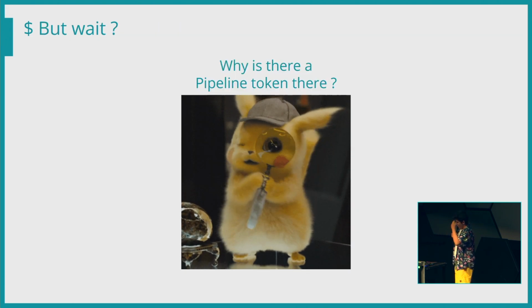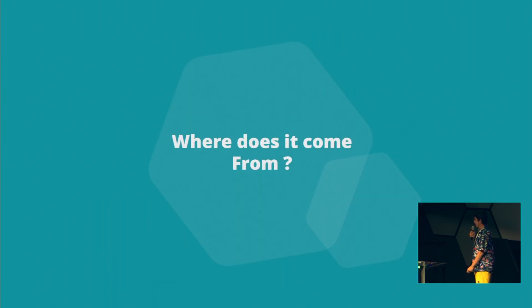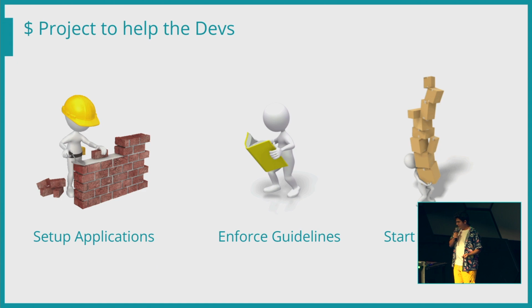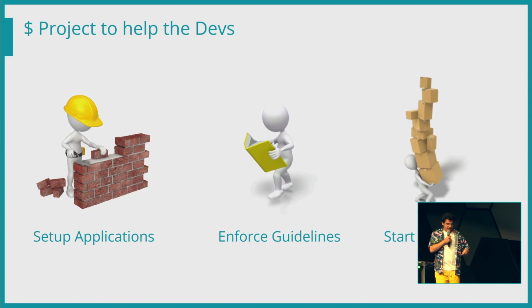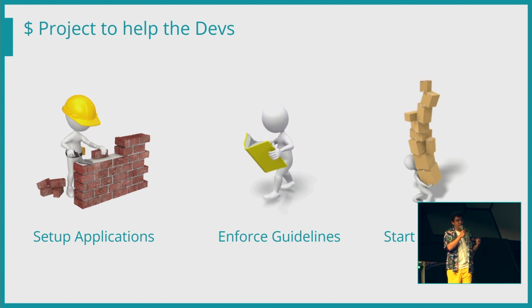So why was there a pipeline token in the front end? So it's not answering my question, right? And I went looking further for why there was this type of vulnerability. And I saw that actually we had a feature to help developers set up applications in our GitLabs.